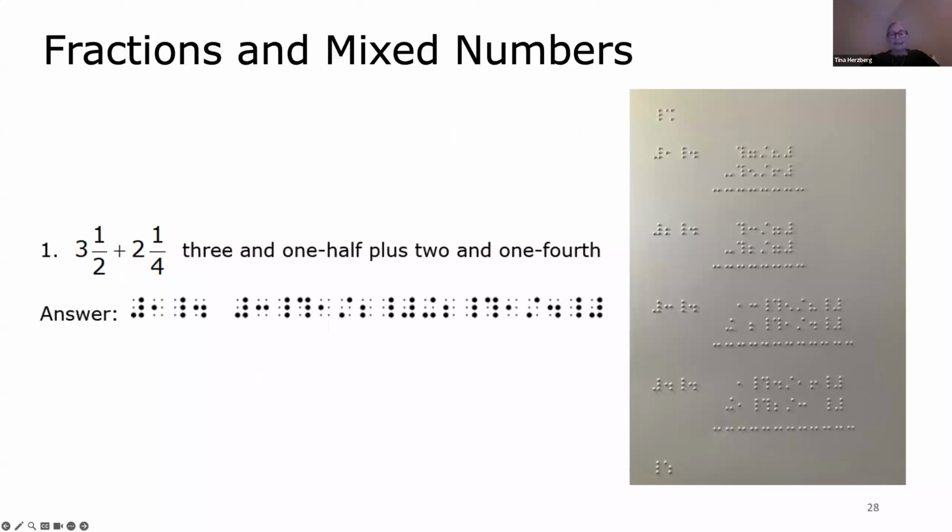So this is an example of fractions and mixed numbers. So at first they learn how to write them linearly, and then afterwards they learn how to write them spatially. Now, what I absolutely love about the picture of the Braille on the right side, this is literally some of the problems that they learn to write.